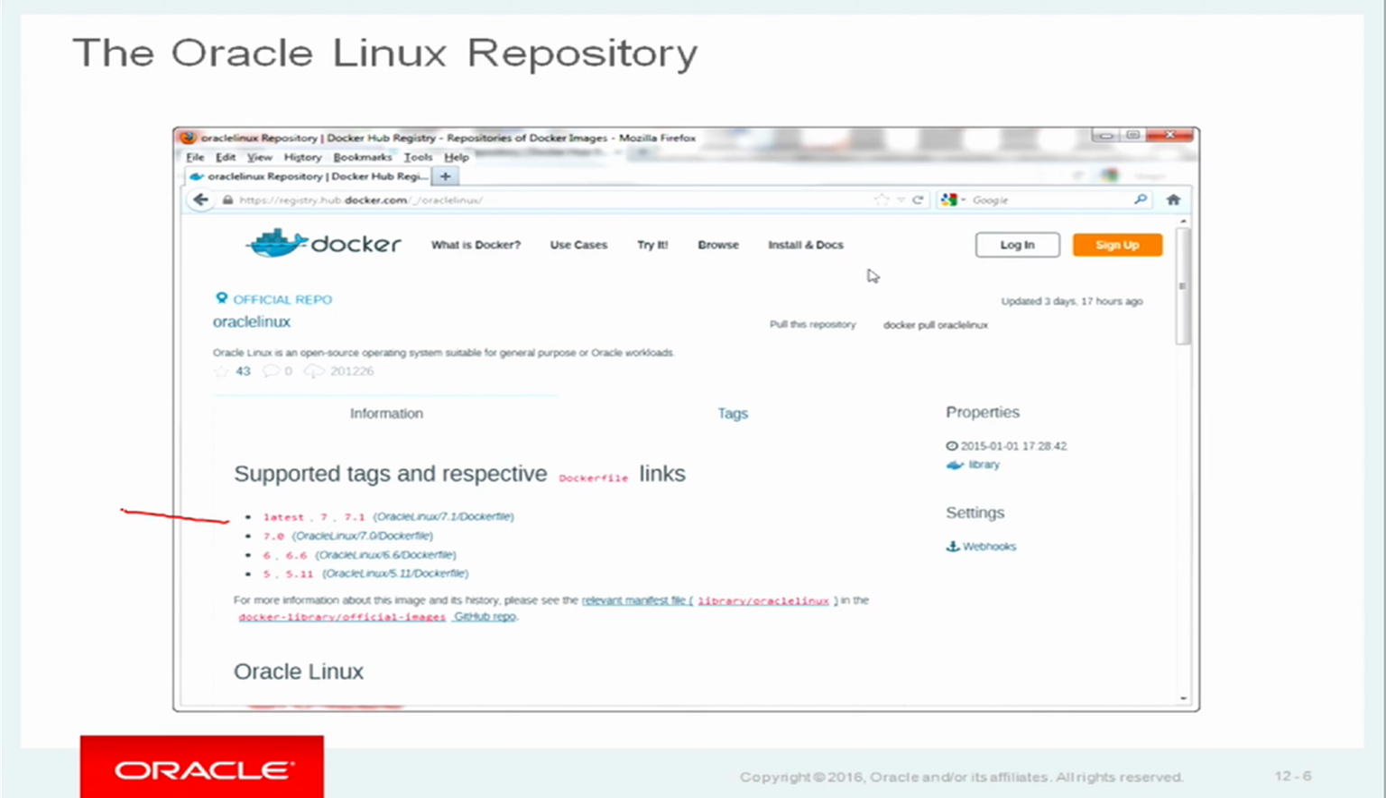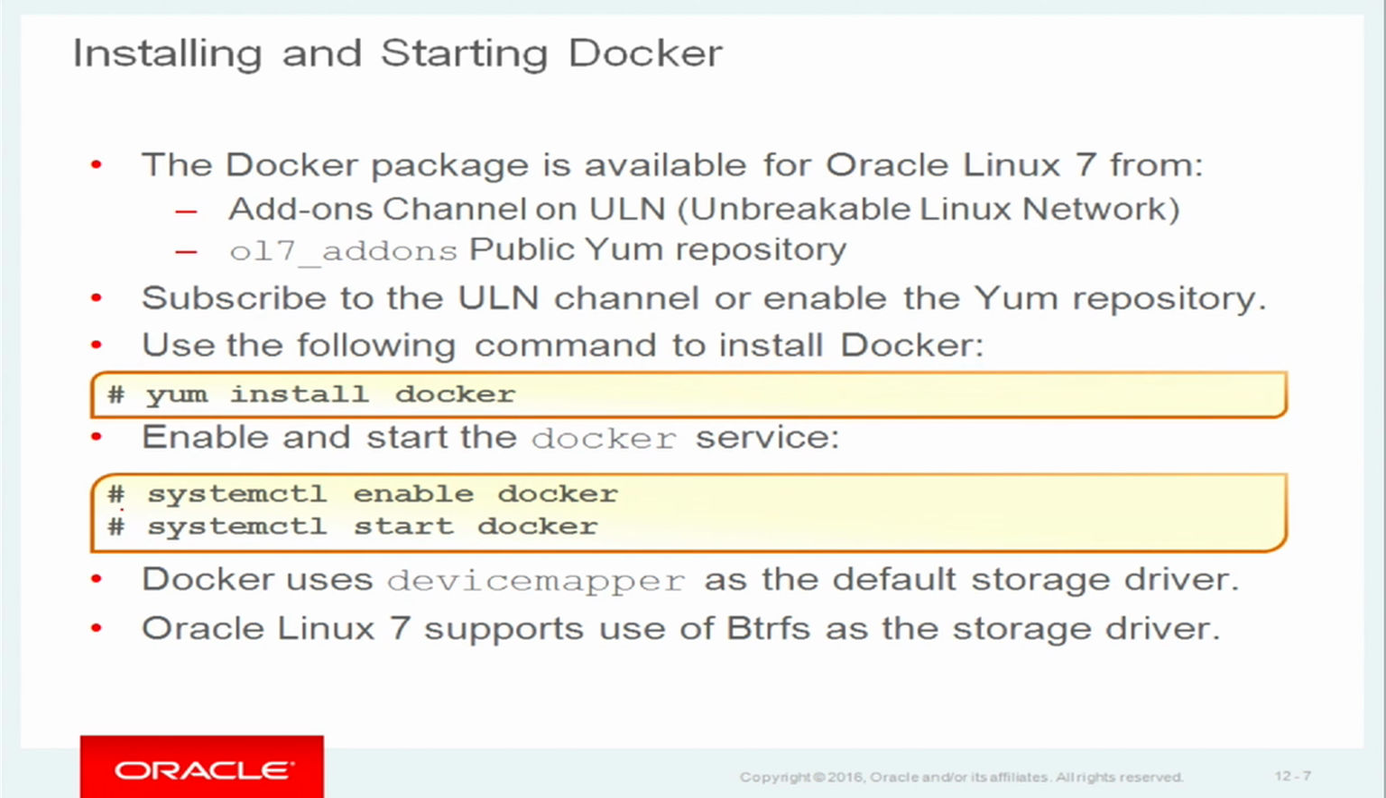Yum install docker. It comes from the ULN channel, all right? So once again, you've got to be getting your support from Oracle. We then go out and we do a systemctl enable. We've done this before. And then we do a systemctl start. The start starts it now, and the enable allows it to restart when the box reboots.